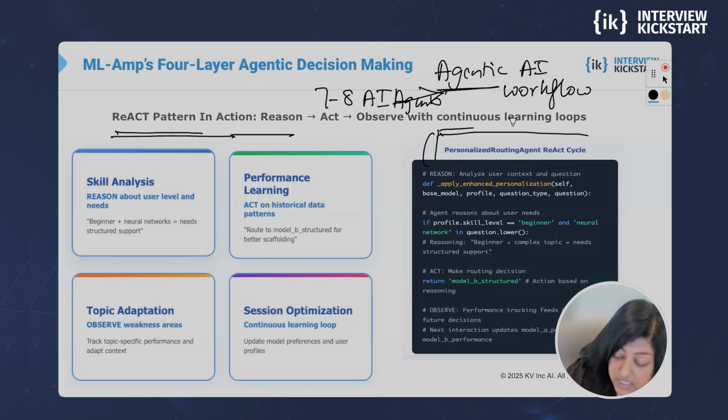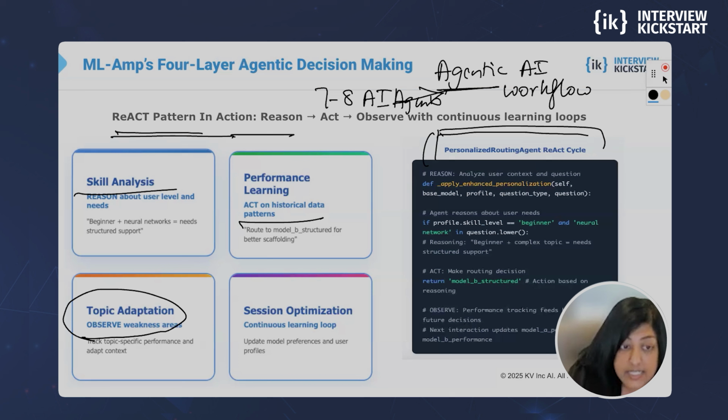In short, the key takeaways: MLAMP uses 7 to 8 AI agents. One of them is the personalized routing agent. That personalized routing agent is doing a skill analysis. It's acting on historical data patterns. It's observing and it's adapting. It's observing my weakness areas and it's doing a topic adaptation.